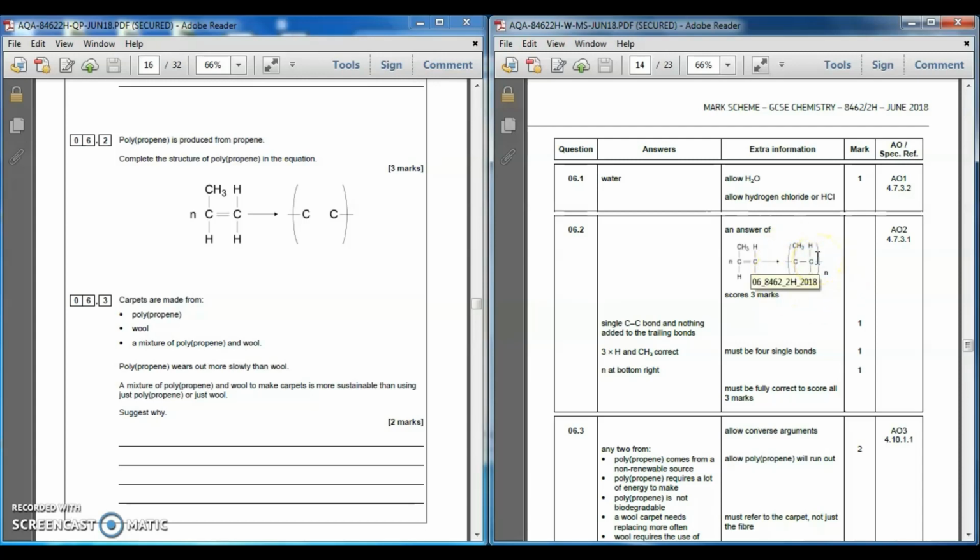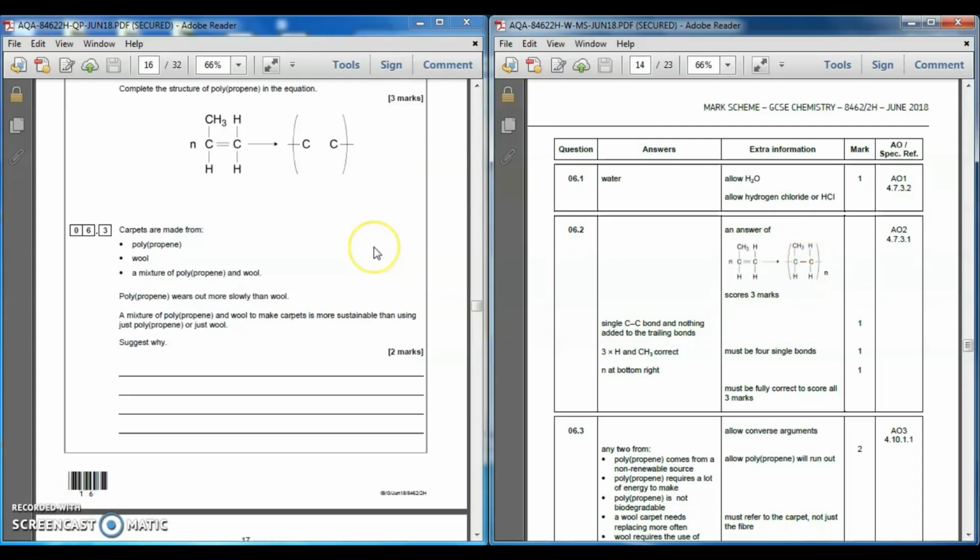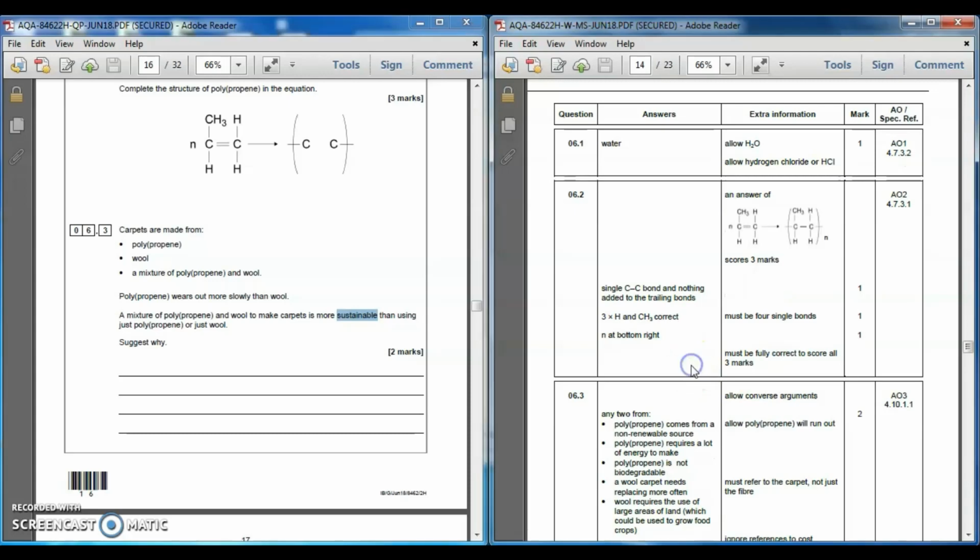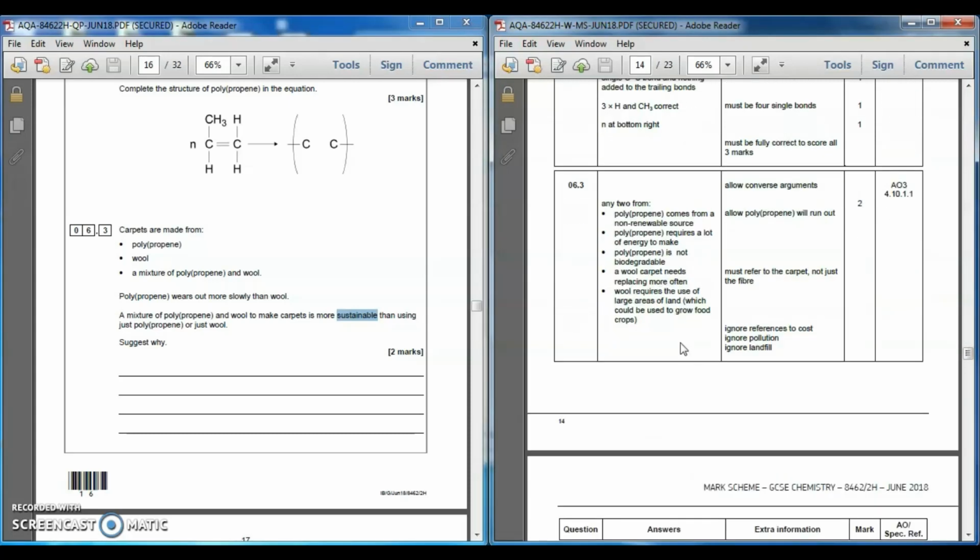Okay. For part 3, the key to this question is asking why it's more sustainable. So if you just said that mixing them together makes it wear out more slowly, you've not gone the full distance. Okay, so what are we looking for? When we're talking about sustainability, think about the starting materials. Wool is renewable, polypropylene is non-renewable. Okay, you can talk about the sources where they come from.